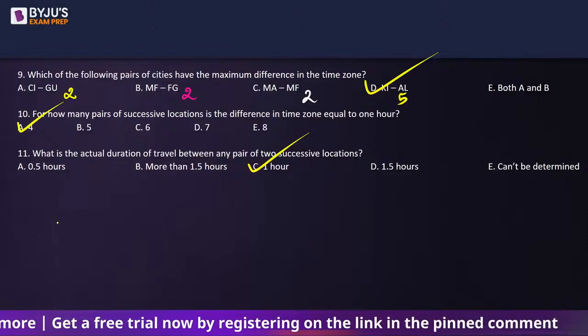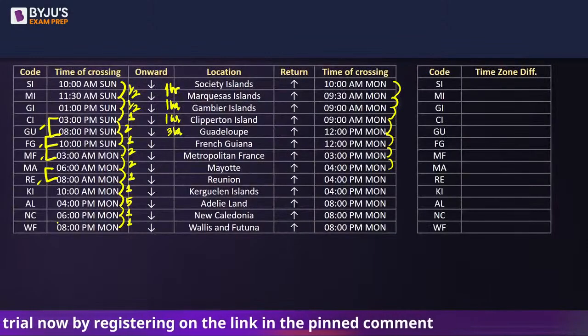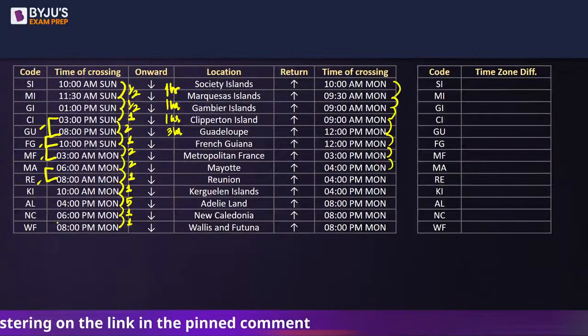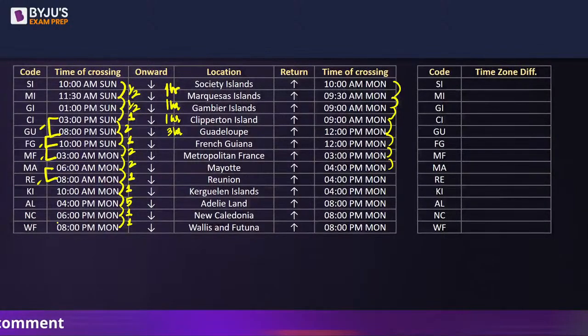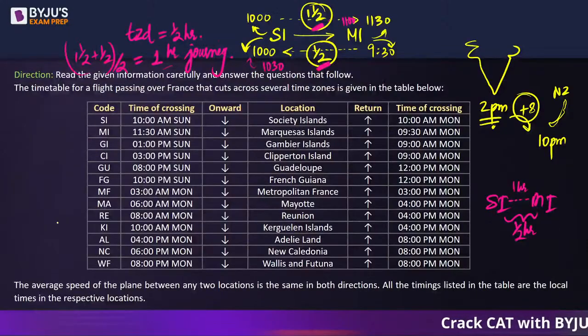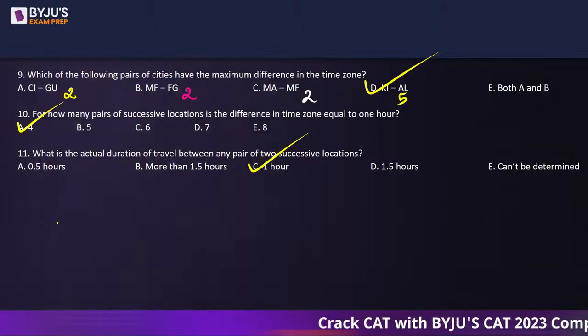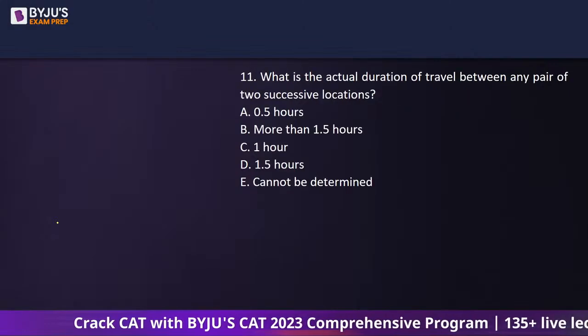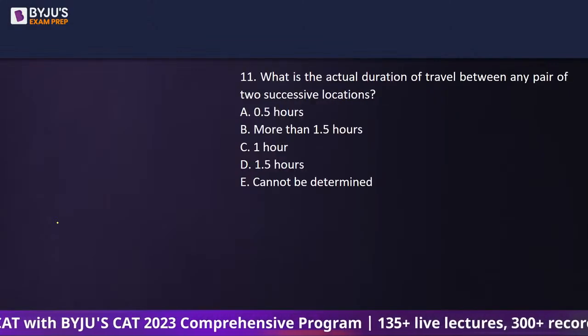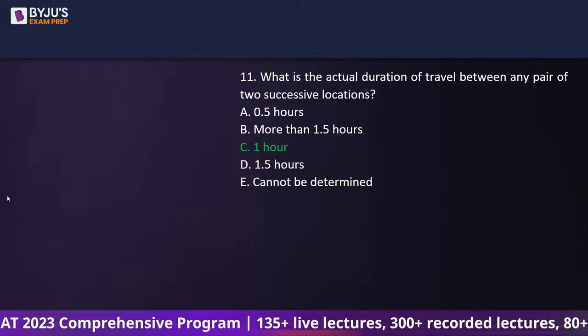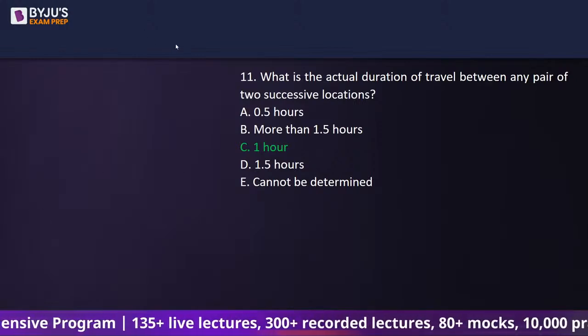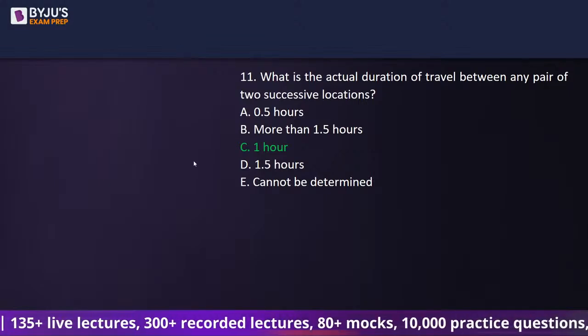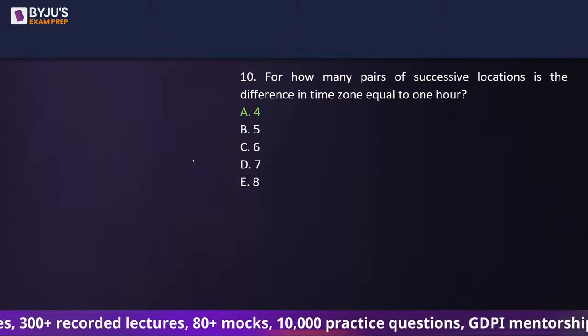Now more than 1.5 hours, so okay. So we have got D, A and C as the options. D, A and C as the options. What happened to the one in the middle? D, A and C. Okay, D, A and C.